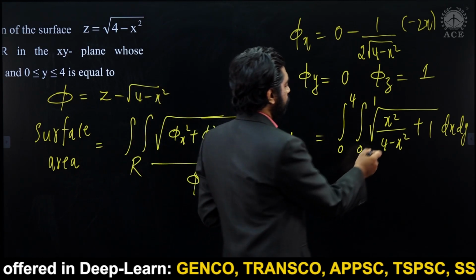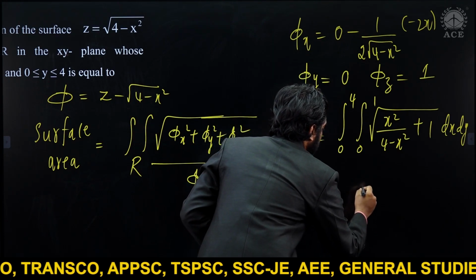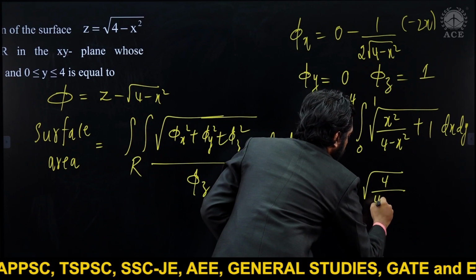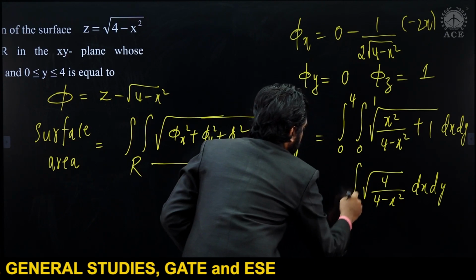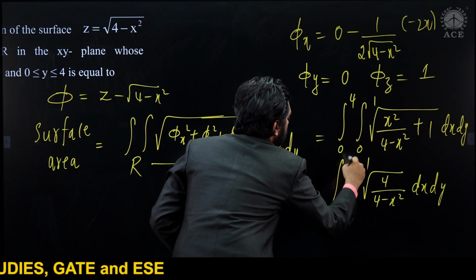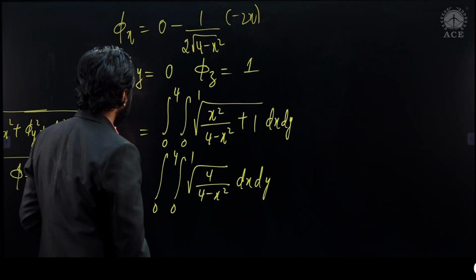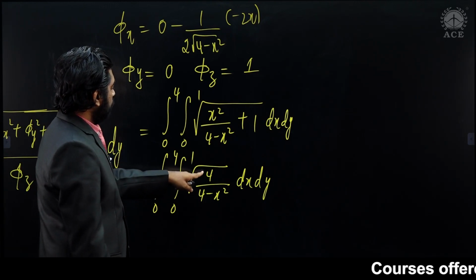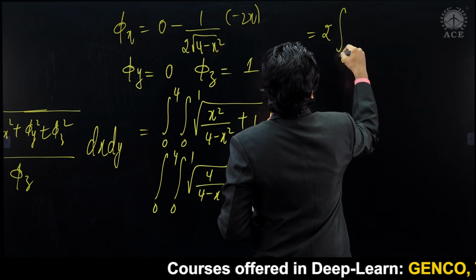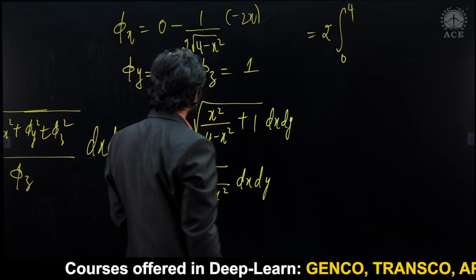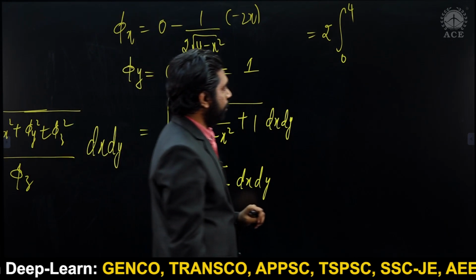So let's simplify it. This 4 minus x square goes here, x square cancels. So what you see here is something like this: 4 by 4 minus x square, dx dy, this is from 0 to 1, this is from 0 to 4. If you can simplify this, we are done with our problem. Let's simplify this. Root 4 is 2, so 2 comes out. What is the integration of 1 by root of 4 minus x square?